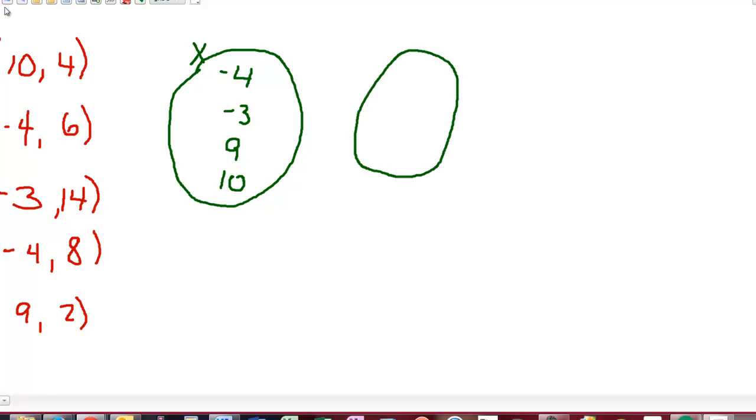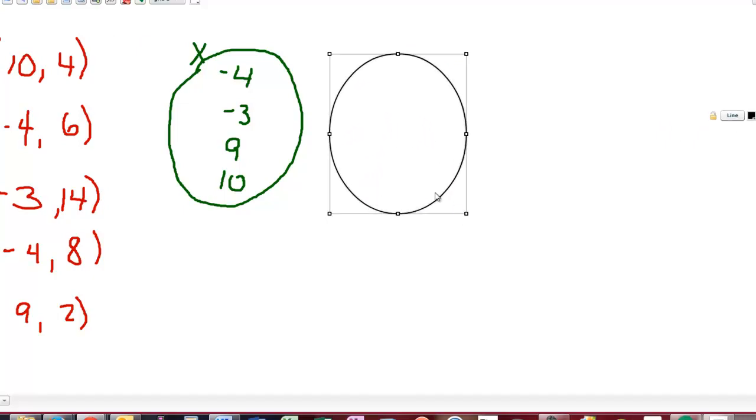And these should actually be some much better ovals. So let's see, can I make an oval? Let's try to make a much better oval than this. There we go. I should have started out with that. Now we're rolling. All right, so let's take a look at the y values.